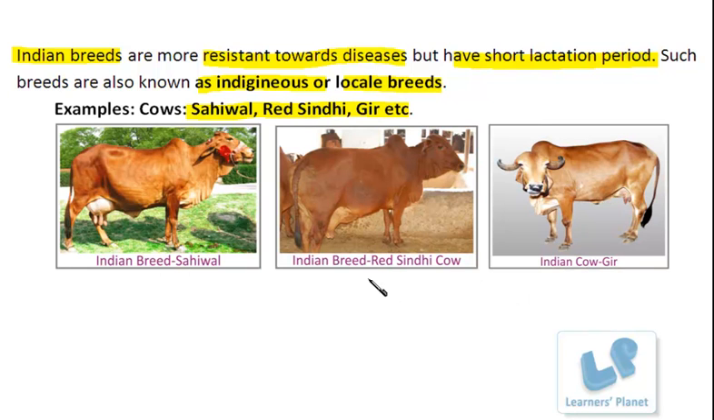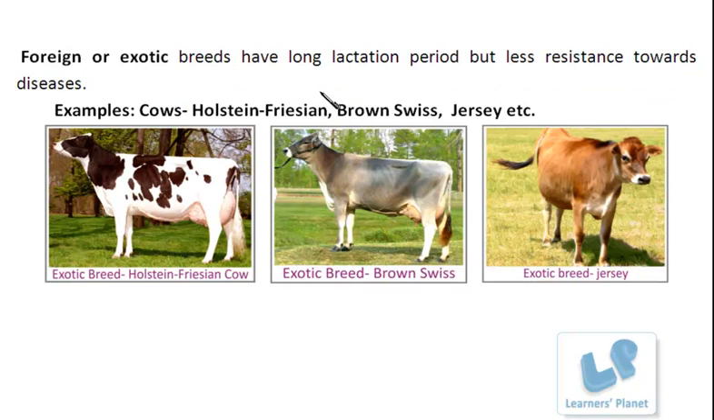Well, the next is the exotic breeds. That means the foreign breeds. These foreign breeds basically have a long lactation period, but they are quite less resistant towards diseases. So of course, they are more susceptible to disease. Definitely the milk is also going to be affected if the cow is getting some disease, isn't it? But definitely the lactation period is good. The milk producing capacity is also very good. The examples are like Holstein Friesian, Brown Swiss, Jersey, and so on. The pictures are shown here.